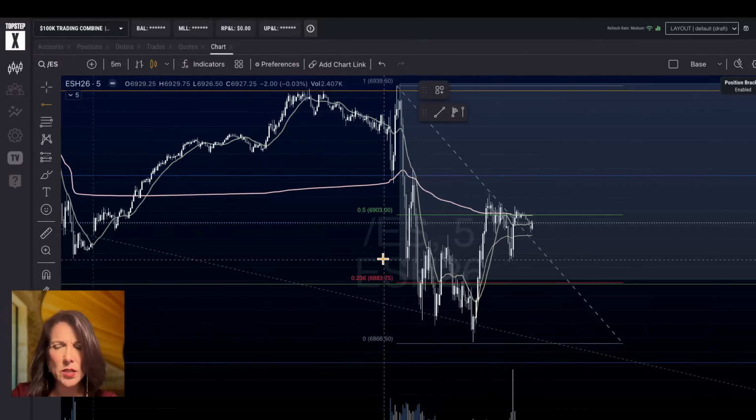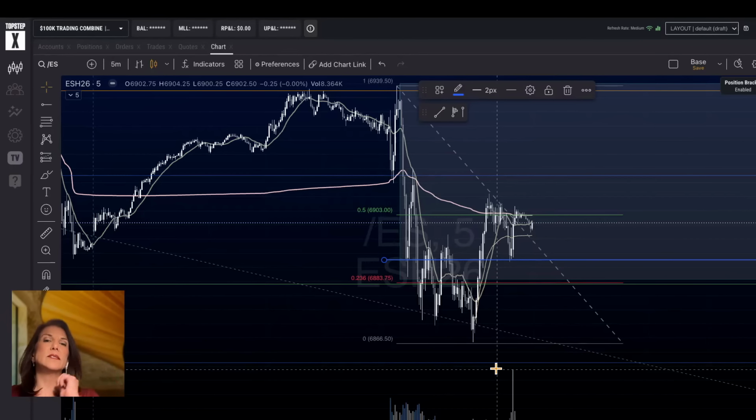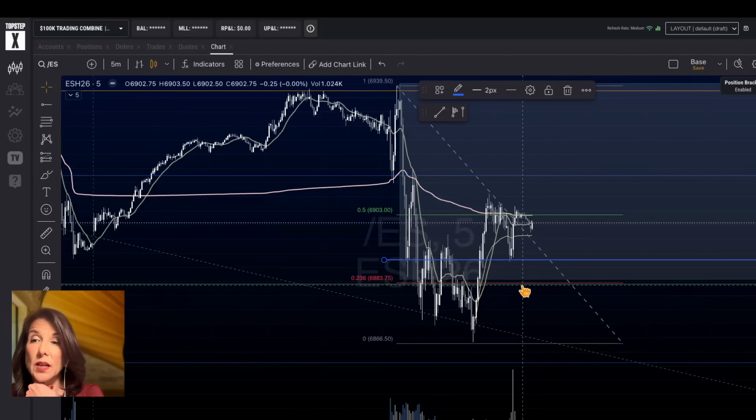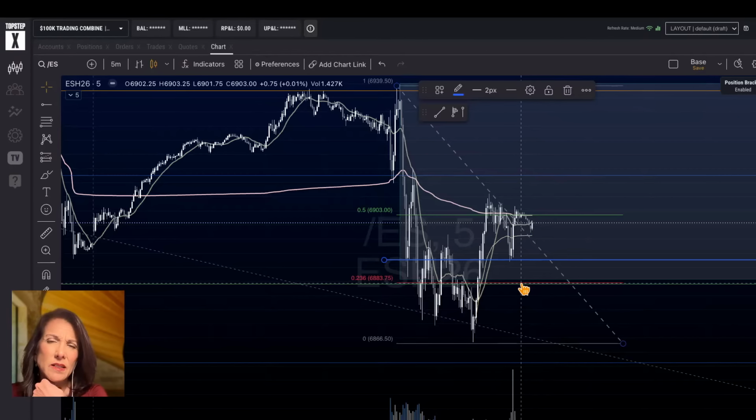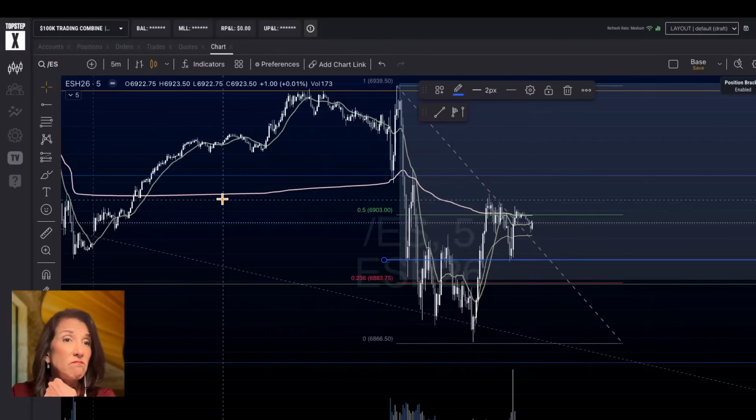If it comes into 68.90, and it's probably got a 6 point stop easily.